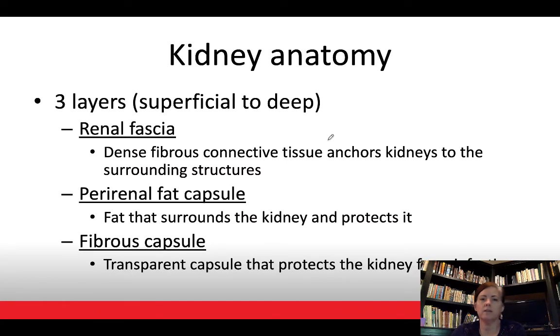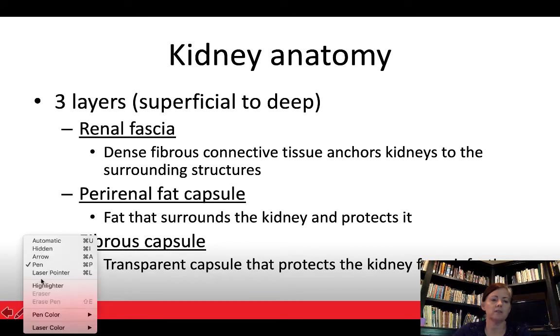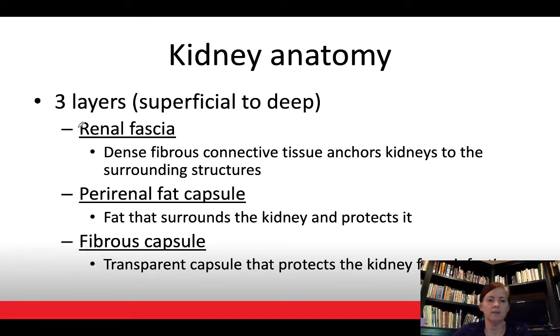In terms of kidney anatomy of the organ itself, kidneys come in 3 layers. That's a common thing that we see a lot in anatomy, right? When in doubt, 3 layers. And the first layer, if we look superficially, we've got renal fascia. This is a dense fibrous connective tissue that serves to anchor the kidneys to the structures around it. So it basically is structural. It helps to hold the kidneys in place.